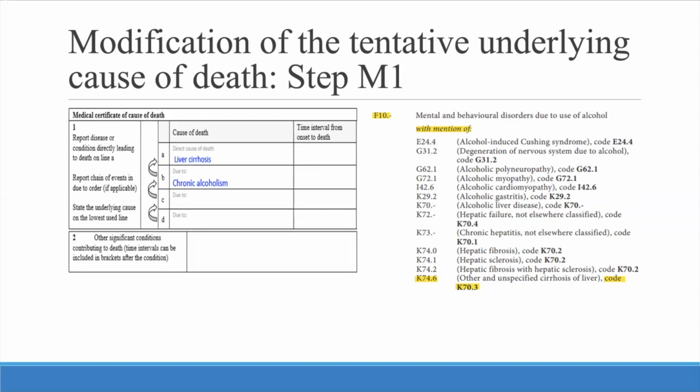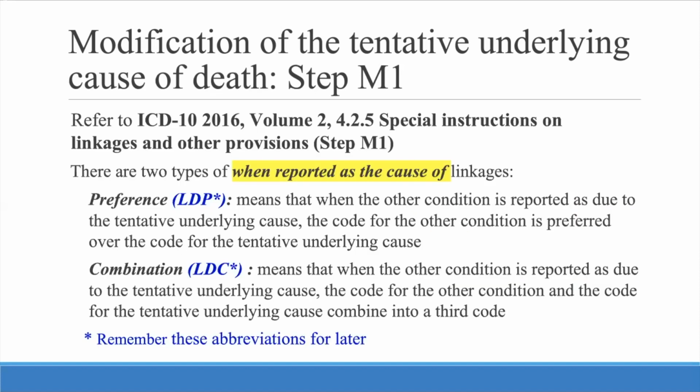Okay, just a quick reminder that when you're reading these special instructions, the tentative underlying cause is in the left-hand column with the instruction for your other cause of death code and whether to combine the two codes or prefer the other code. You'll remember that we learned that there were two types of linkages, the with mention of and when reported as the cause of.